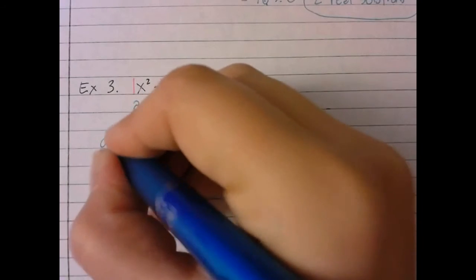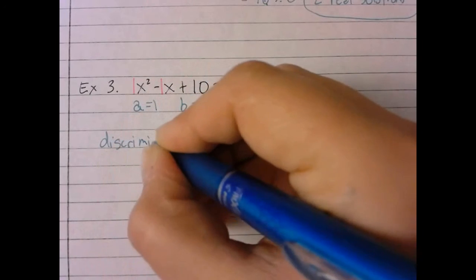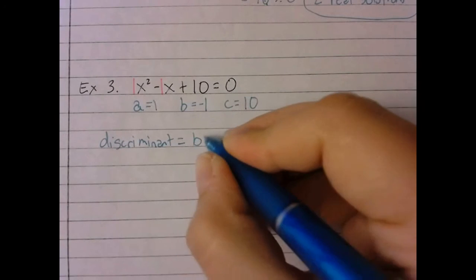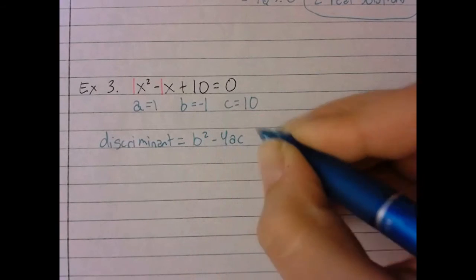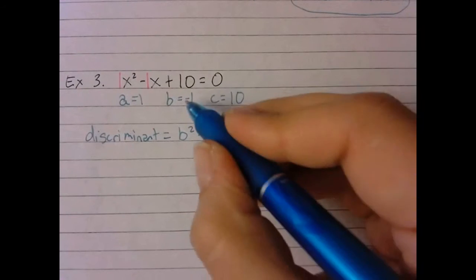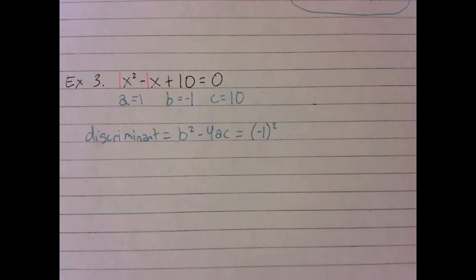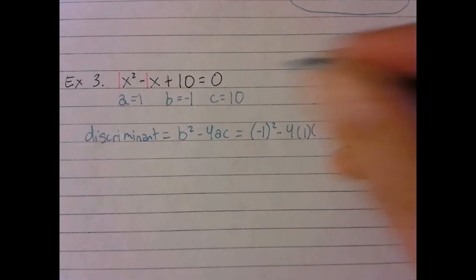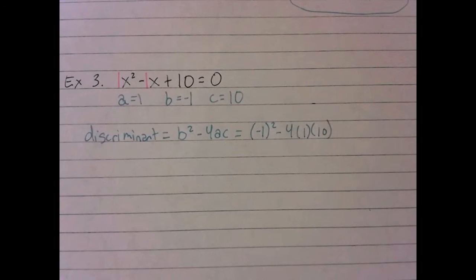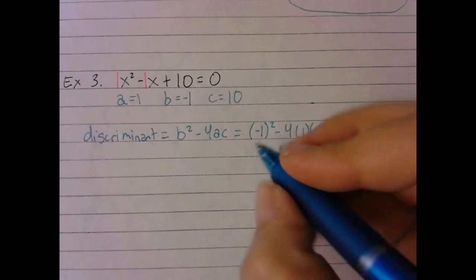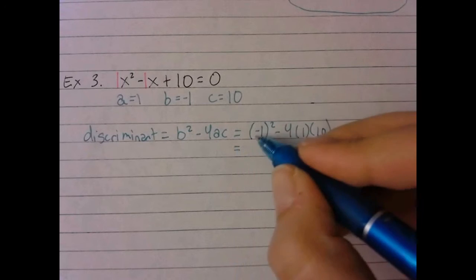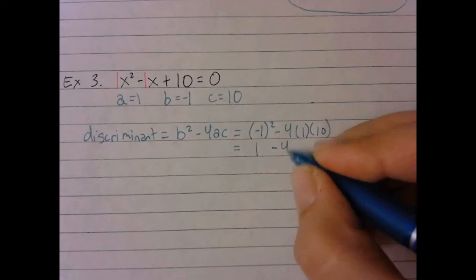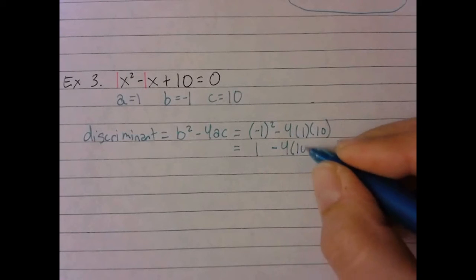Okay, let's check out our discriminant. Once again, discriminant is b squared minus 4ac. So we take our b, square it, minus 4. Don't forget your a. Don't forget your c. I bet you know what to do next, other than stutter. Negative 1 squared, that's positive 1. Negative 4 times positive 1, that's negative 4. And don't forget about that 10.